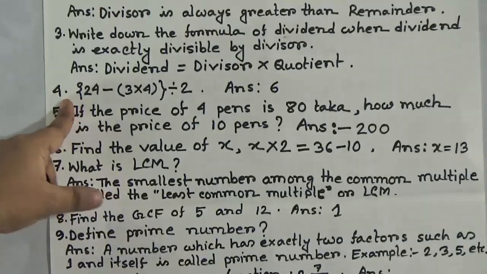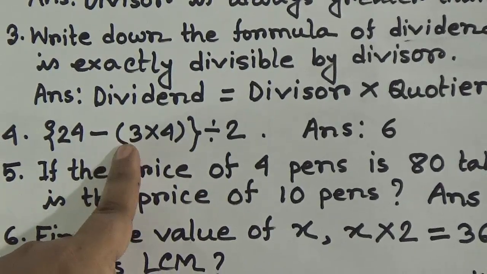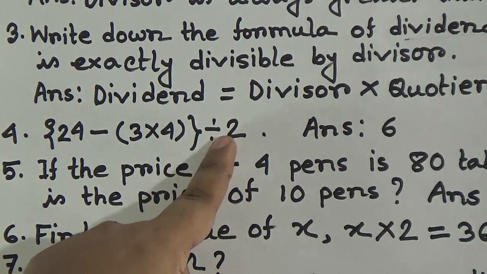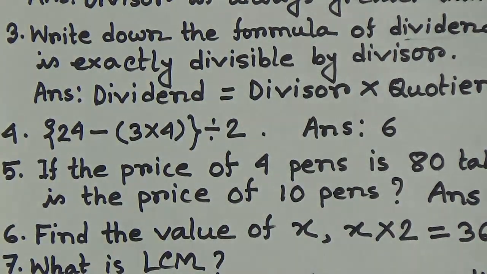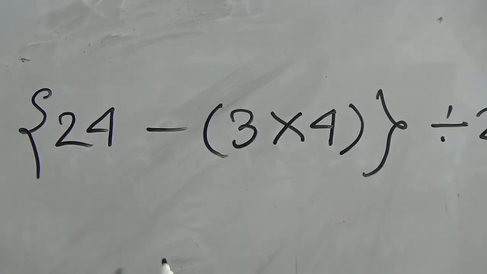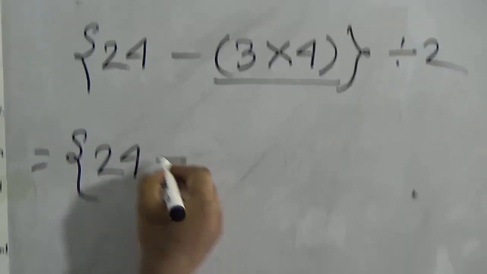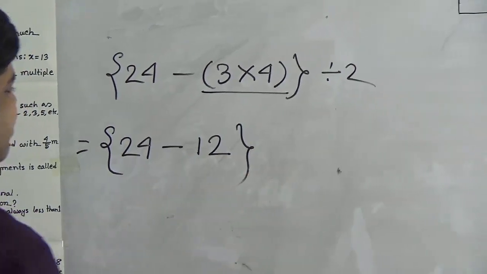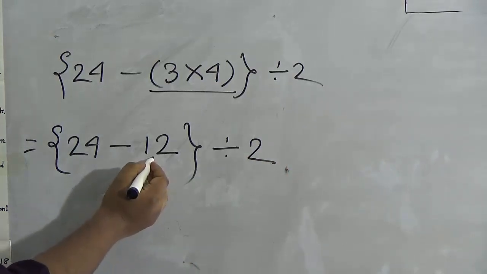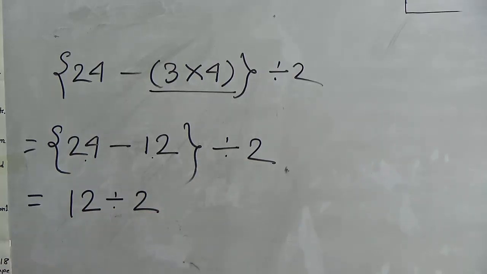Our next question is 4 second bracket, 24 minus 3 multiplied by 4 first bracket included, first bracket then second bracket, divided by 2. So let us start to solve our math. Here, 24 minus 3 multiplied by 4, divided by 2. At first we solve the work of the first bracket. That means in the second bracket, 24 minus 3 4s are 12, then divided by 2. Now we subtract this 12 from 24 and we get 12. Now we divide this 12 by 2 and we get 6. So 6 is the answer.